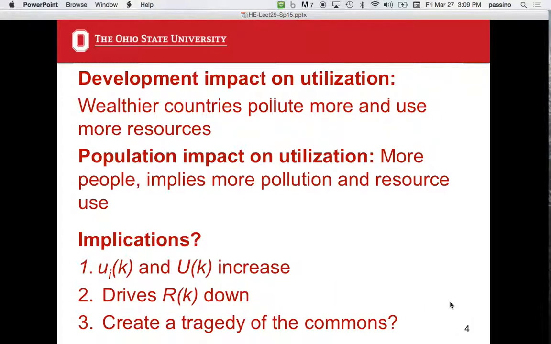Now, remember, there are two things. There's the development impact on utilization, or you could say ending poverty, its effect on utilization. Wealthier countries pollute more and use more resources. And there's a population impact on utilization: more people implies more pollution and more resource use, and both of those are really significant problems. What they do is drive up individual utilization and therefore total utilization, right? That drives R down.